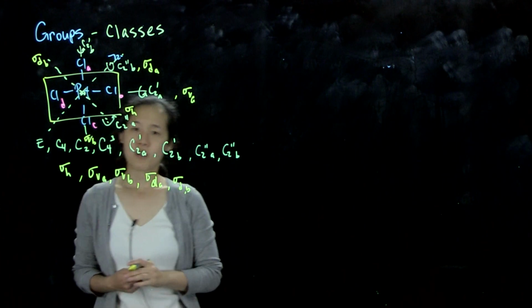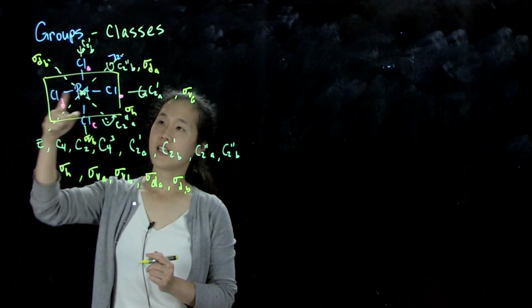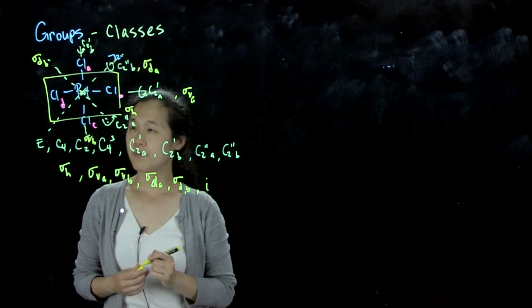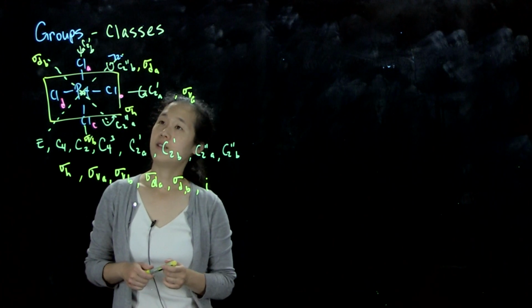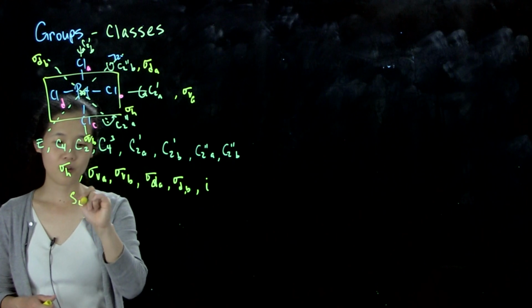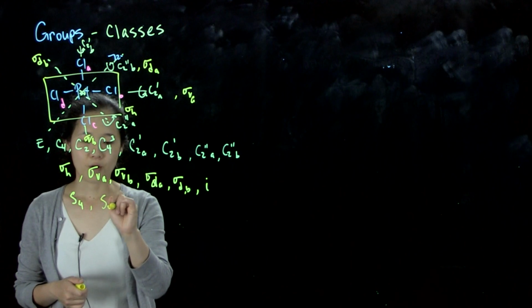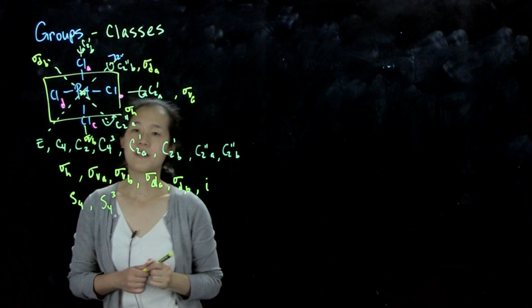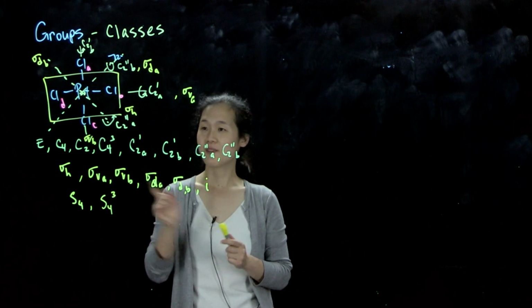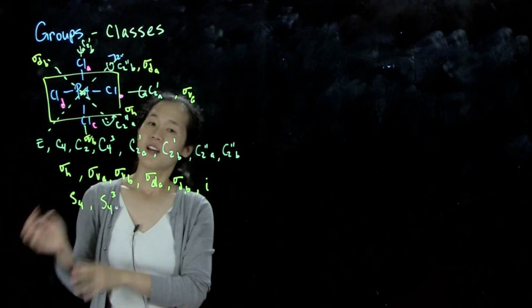What other symmetry elements do we have? Oh, we also have inversion. If we invert D onto B, C onto A, platinum stays in the same spot, we have inversion. Oh, and then we also have S4. S4 twice is just a C2, so we're not going to worry about that. And then we have S4 cubed. Is that all of them? As far as I can tell, that's all of them. I may be wrong. Let me know. So these are all our symmetry elements that I could think of so far.